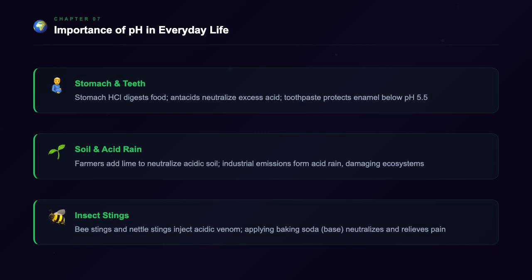Acid rain occurs when industrial emissions mix with moisture, damaging ecosystems and buildings. Bee stings and nettle plant stings inject acidic venom. Applying baking soda provides relief by neutralizing the acid.